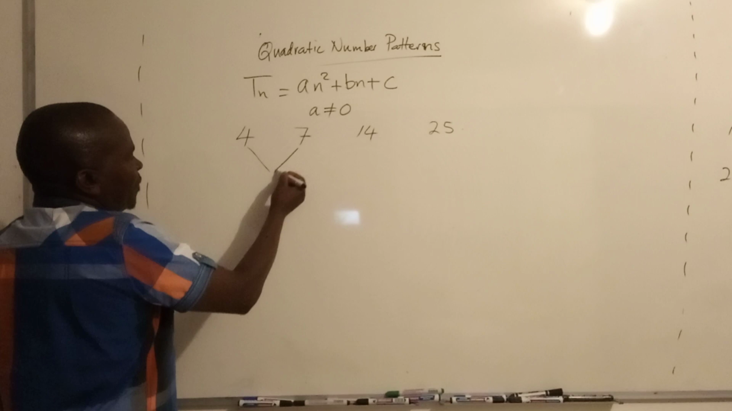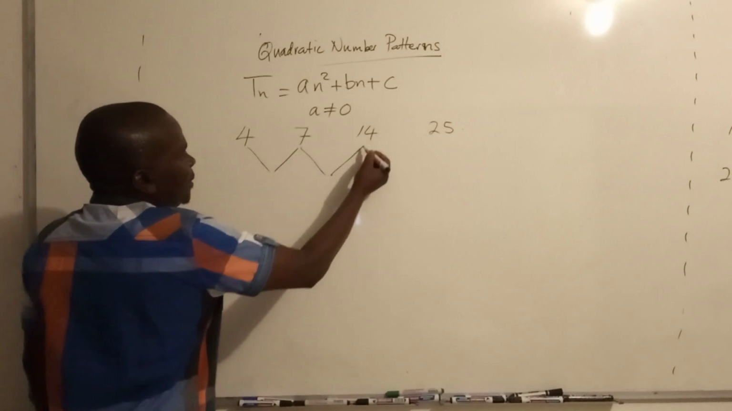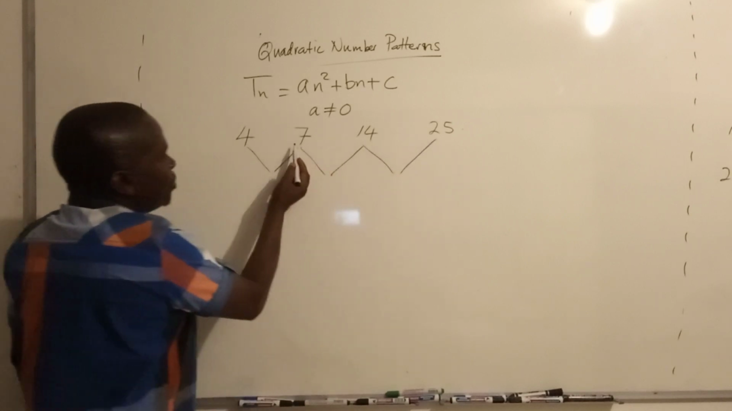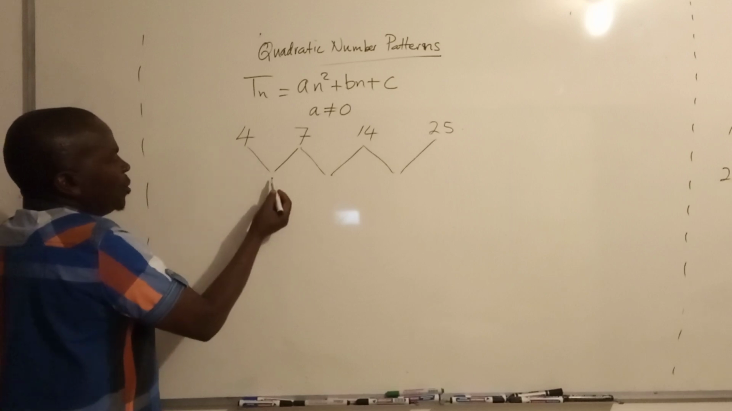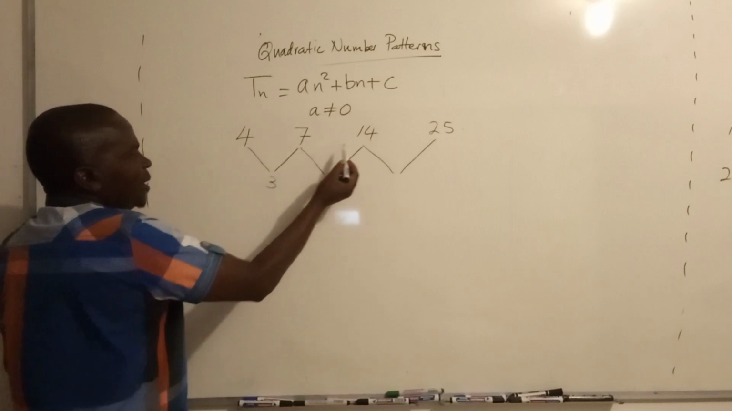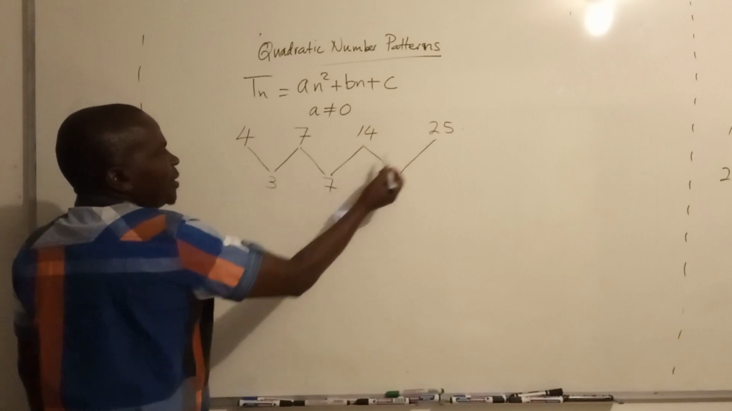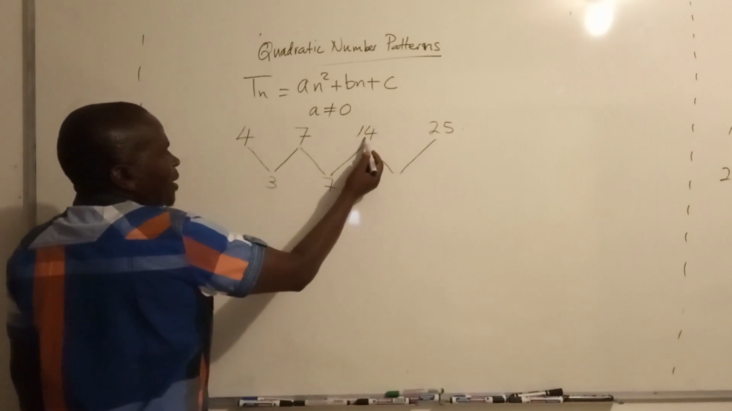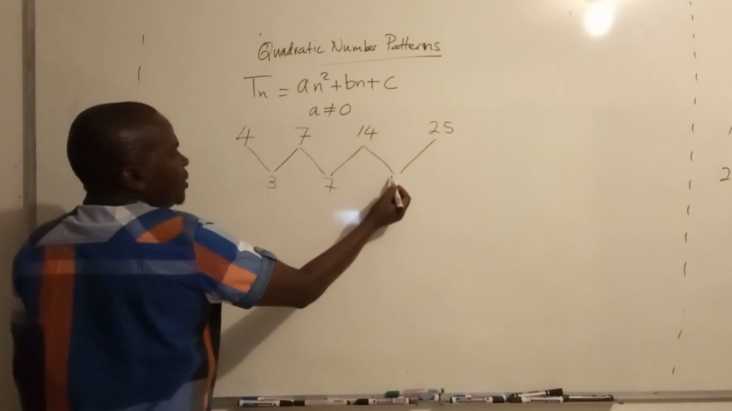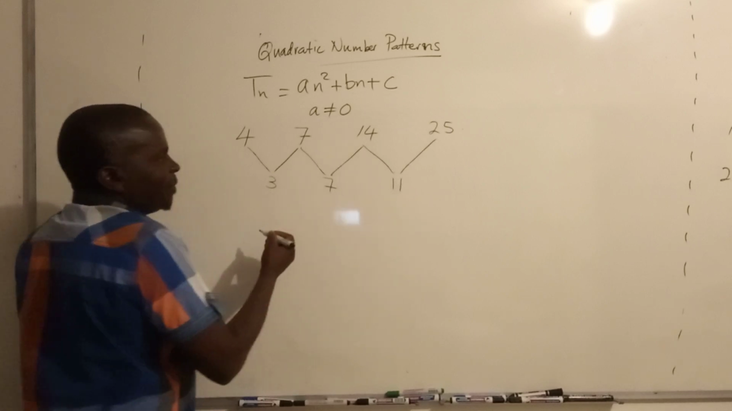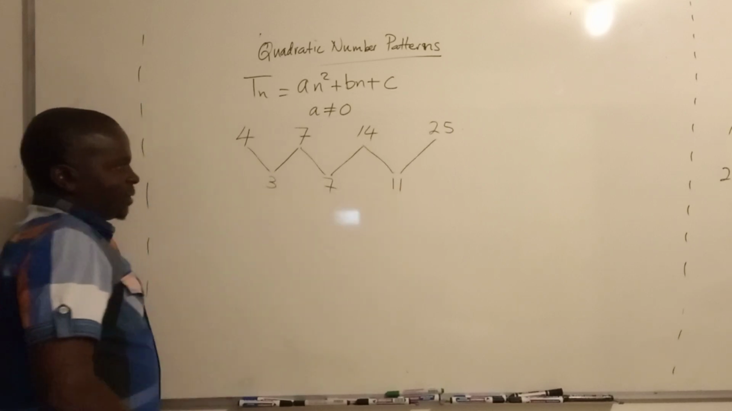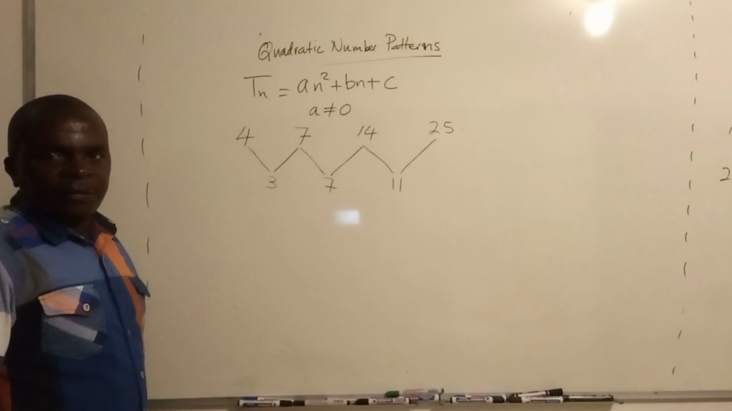If you subtract for the first time, what do we get? It will be 7 minus 4, which is 3. And then 14 minus 7, you'll get 7. 25 minus 14, you'll get what? 11. This is our first difference.